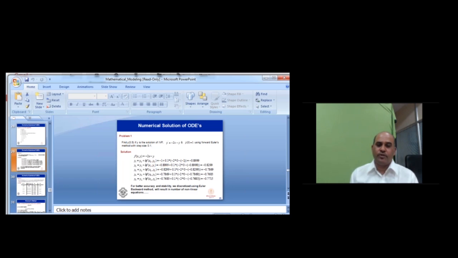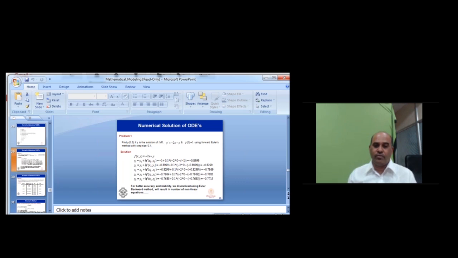But for better accuracy and stability, we discretize using the Euler backward method, which results in a number of nonlinear equations. So this is the first step. Once your ODE is given, you discretize using the best numerical technique, and the choice depends upon the nature of the ODEs. That results in a number of nonlinear equations. Then you apply Newton's method, which is iterative, and that gives you the solution at a particular time.